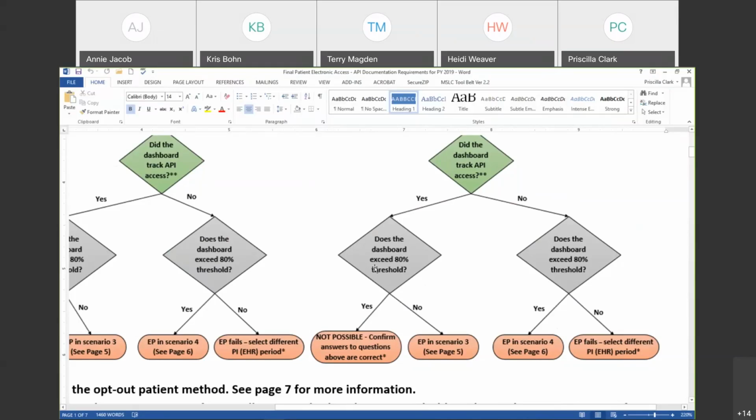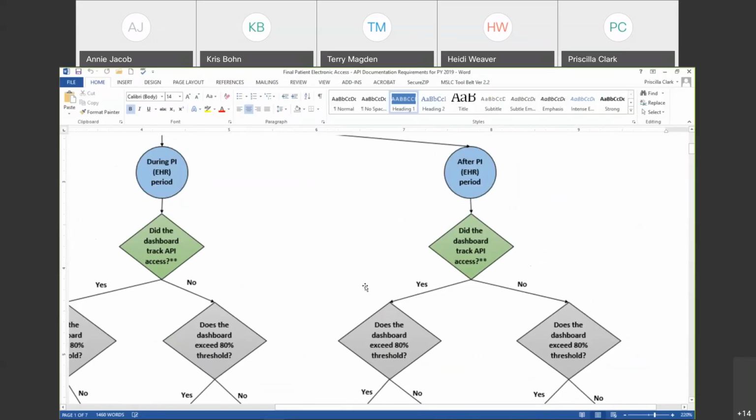So going back to that question, does the dashboard exceed the 80% threshold? If no, the EP is in scenario 3, and you'll look at page 5 to determine what documents are required. Okay? Now back to, did the dashboard track API access?